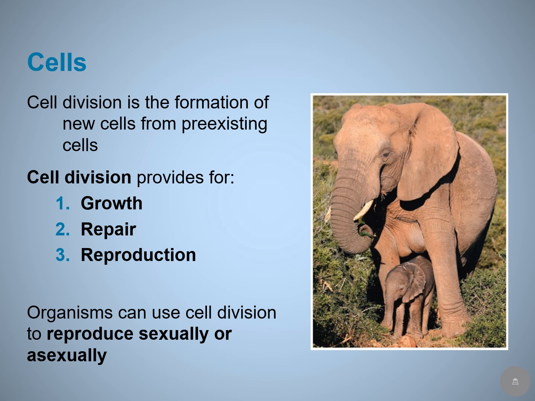Cell division is the formation of new cells, and cell division is at the foundation of growth, repair, and reproduction. For you to grow to be your adult size, your cells had to go through cell division. For you to repair anything that might be broken or injured, you also have to have cell division. And also, in order to have any offspring, there has to be some reproductive organisms that use cell division to reproduce, what's called either sexually or asexually.